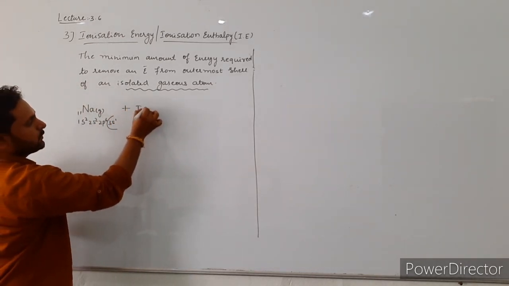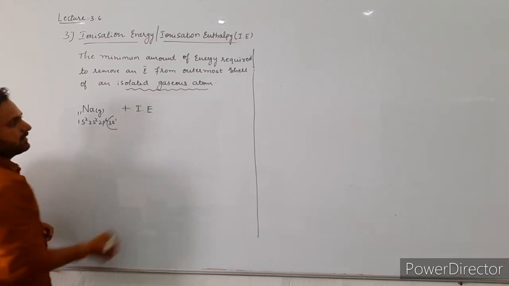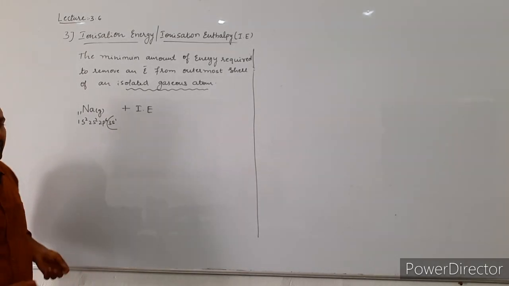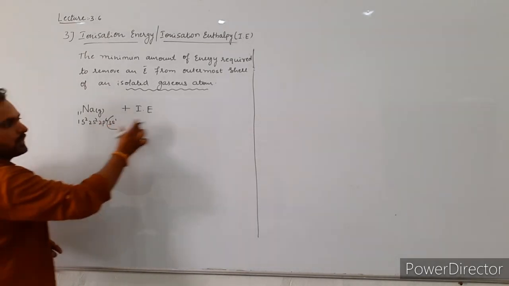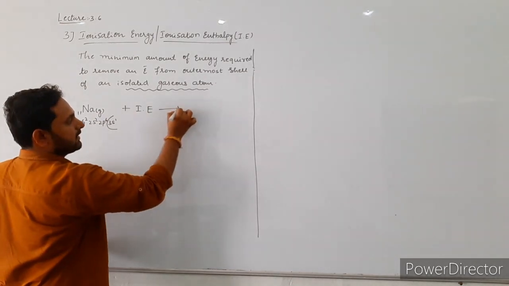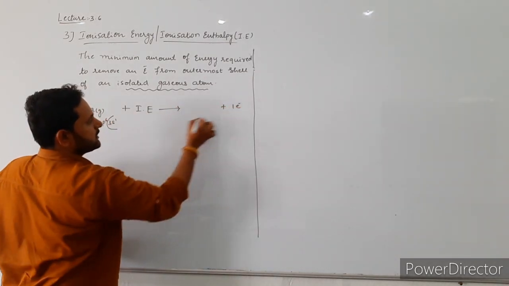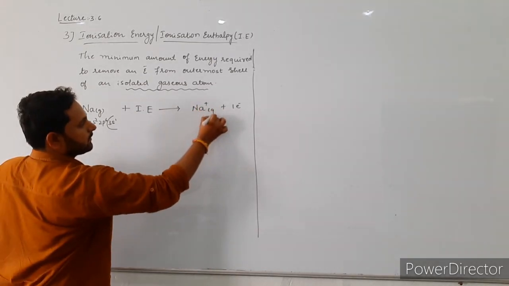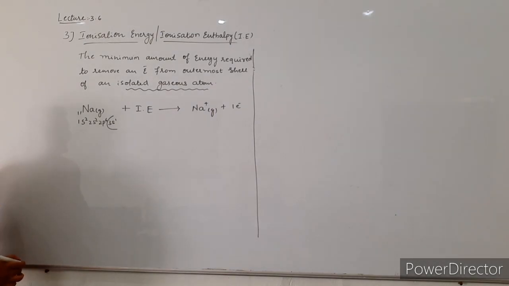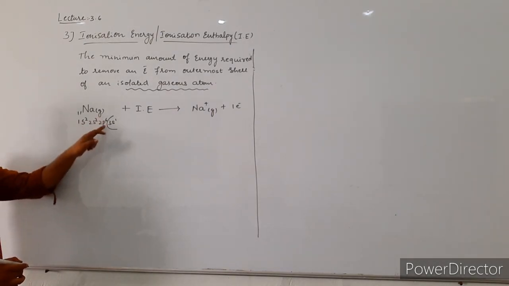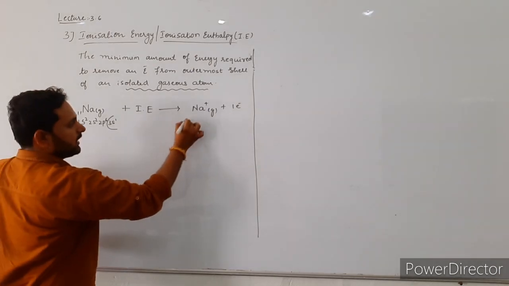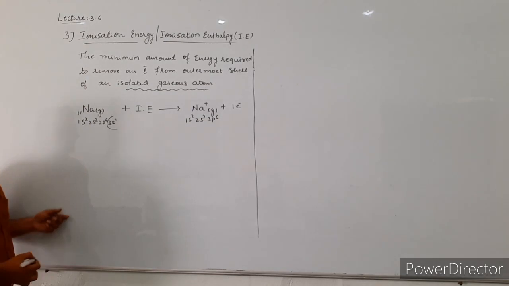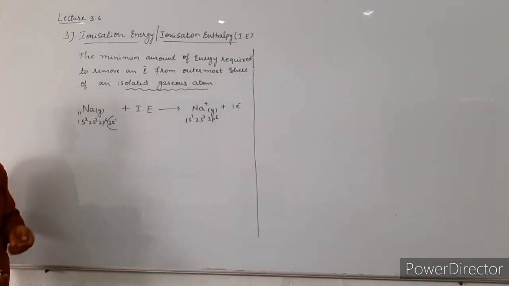If you provide a suitable ionization energy, then the gaseous atom loses one electron and it becomes a gaseous ion. Now what is the electronic configuration? 1s2, 2s2, 2p6, 3s1 becomes 1s2, 2s2, 2p6. Okay, this is an example for ionization energy.